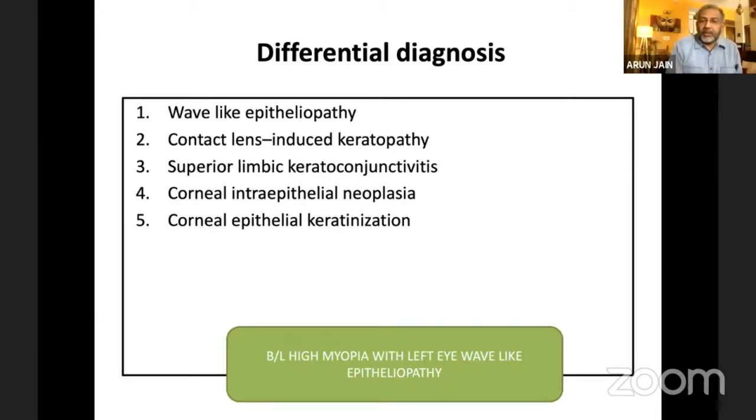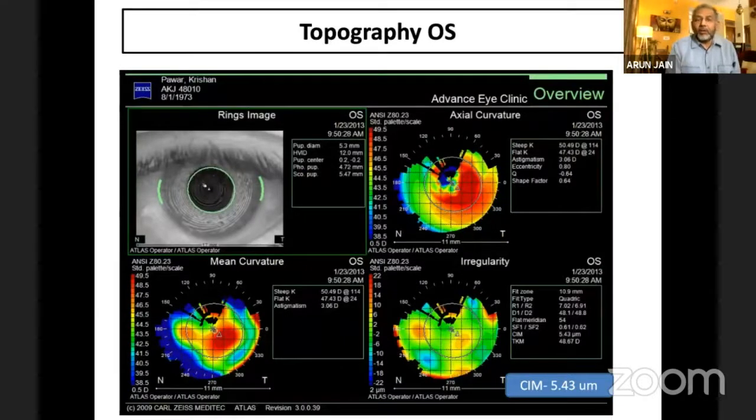But this was a case of bilateral high myopia with RGP use over a long period of time, which has led to a wave-like epitheliopathy. And on corneal topography, Atlas topography, you can see the corneal irregularity. This index is around 5.43, and there's a hot area in the inferior temporal area.